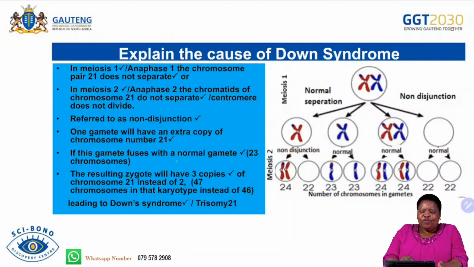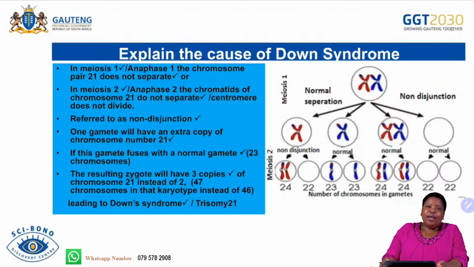If this gamete fuses with another normal gamete, which has 23 chromosomes, the resulting zygote will have 3 copies of chromosome 21 instead of 2, or we can say we have 47 chromosomes in that karyotype instead of 46. Remember, I spoke about 44 chromosomes, 22 pairs. I'm also speaking about the 23rd pair. So all in all, we've got 46 chromosomes.